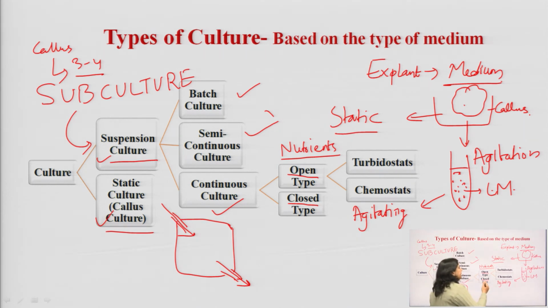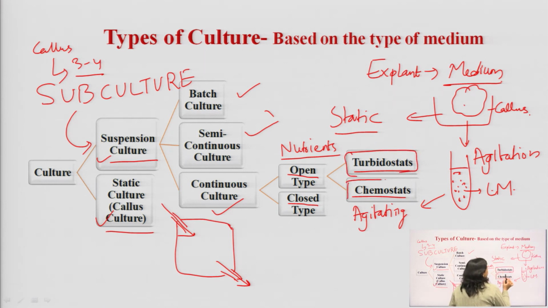And this analysis is done by two techniques. The readings are taken either by the turbidostatic method or by the chemostatic method. So, what is the turbidostatic method? In the turbidostatic method, a sample of the callus is checked for turbidity. If the turbidity is increased, it means there is a lot of waste material, plant waste, increasing in the medium and we need to replace it with a fresh medium.